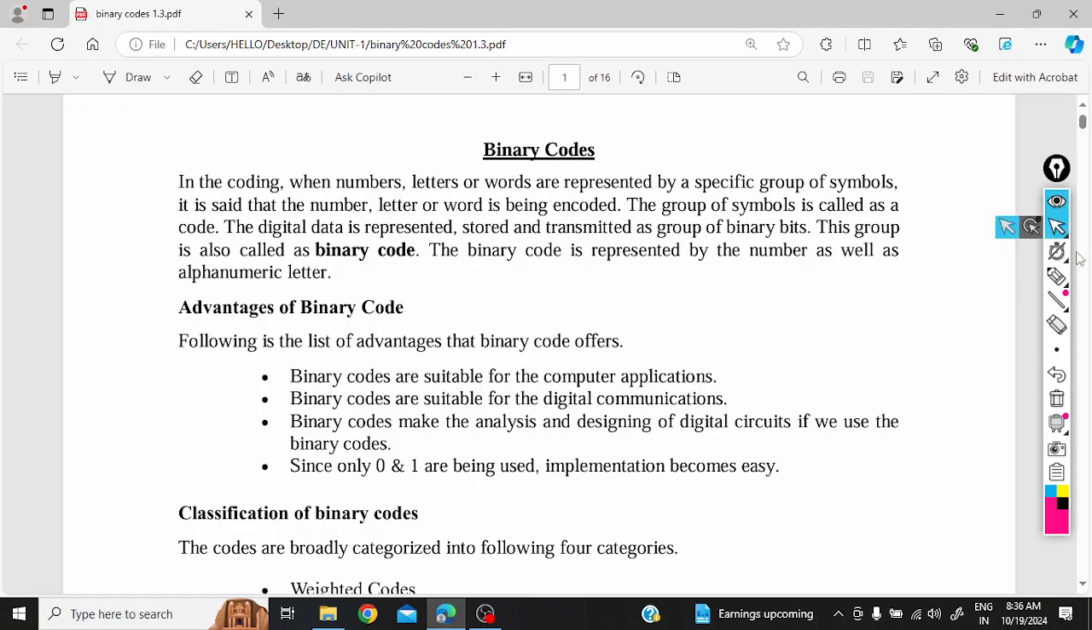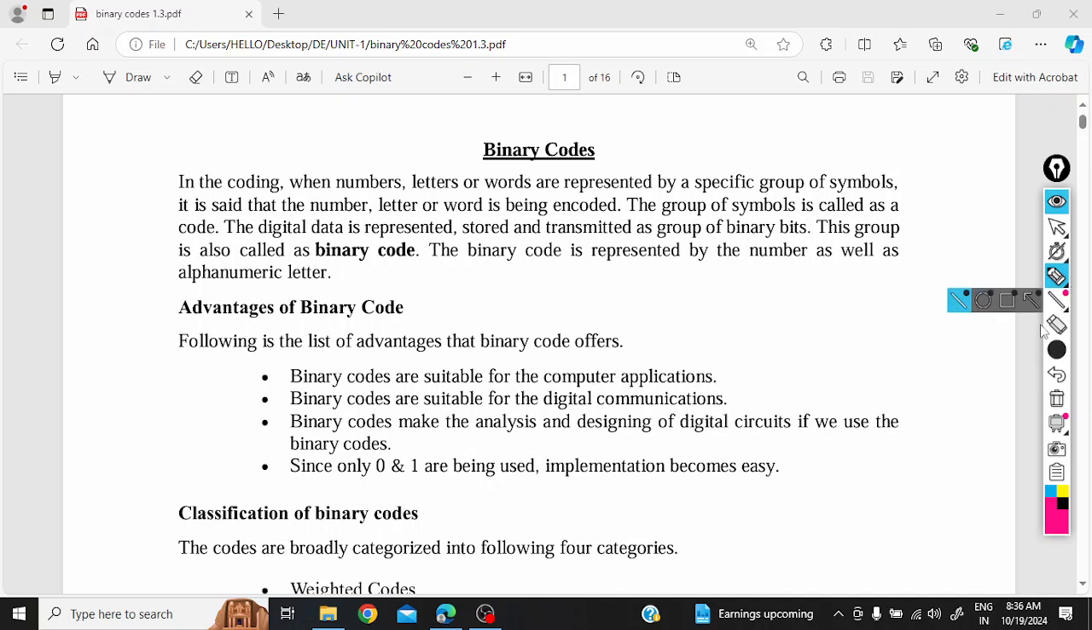Good morning everyone. Today we are going to see the topic binary codes, like how it is getting represented in binary and everything. Now generally binary codes are represented in computer applications. Generally they are used for digital communication purposes. Now, classification of binary codes.